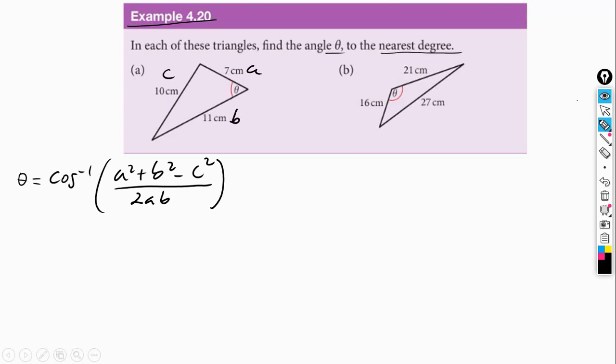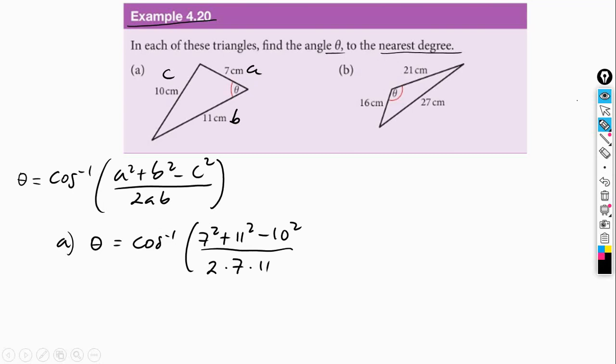So that means that in this case, for part A, theta is going to equal the inverse cosine of (7 squared plus 11 squared minus 10 squared) divided by 2 times 7 times 11. Plug the whole expression into the calculator, and then we have to round it to the nearest degree. So this is approximately 64 degrees.